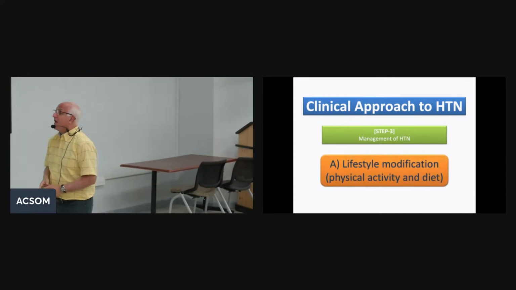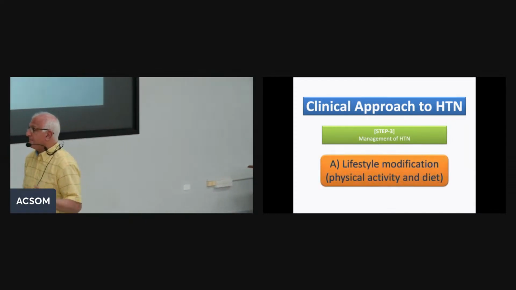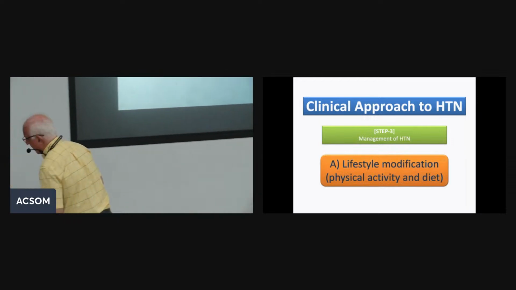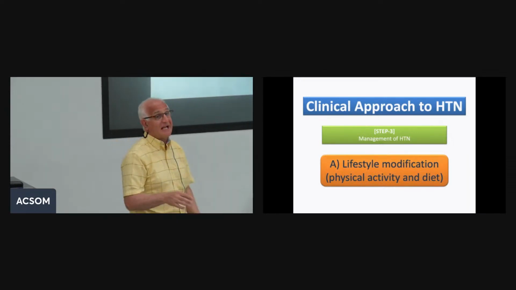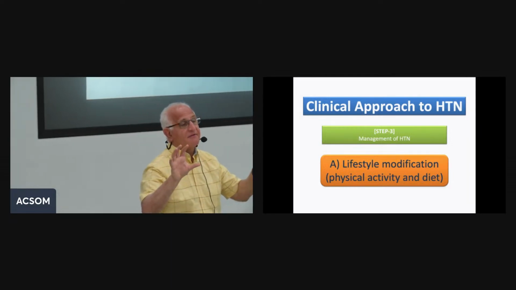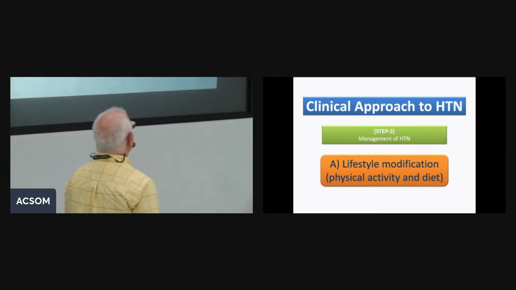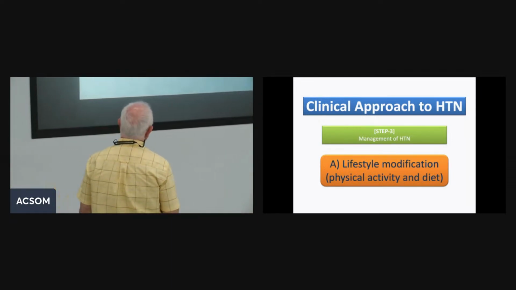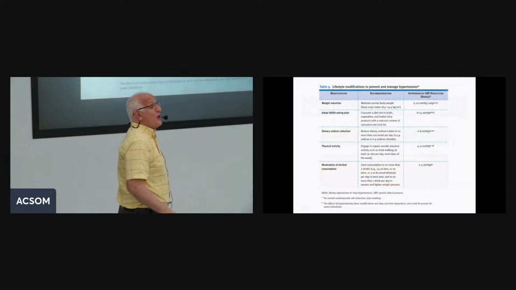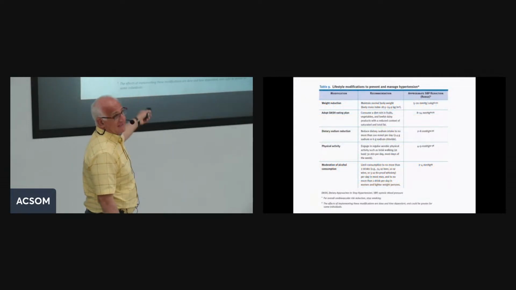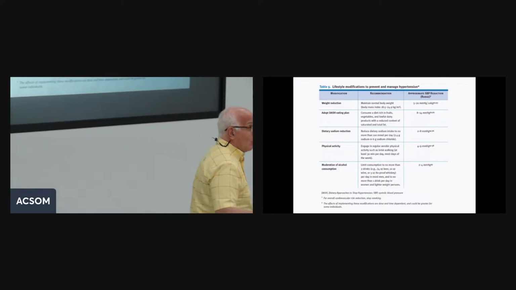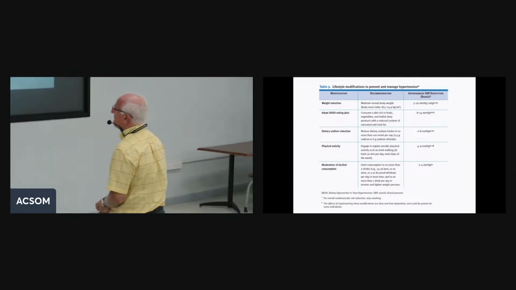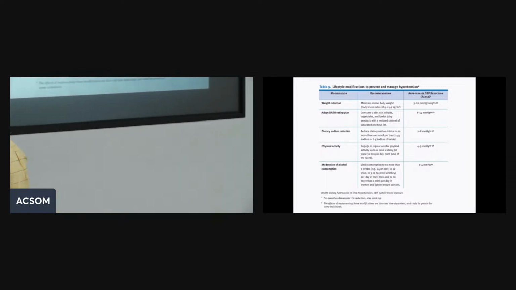How do we manage? Number one is not the medicine. Number one is how do we change our lifestyle? And lifestyle has two parts: physical activity and diet, right? The first part is lifestyle modification. I love this big table. I think everybody should know about it, even not the medical students. What it tells you here, and it is a very well done table.